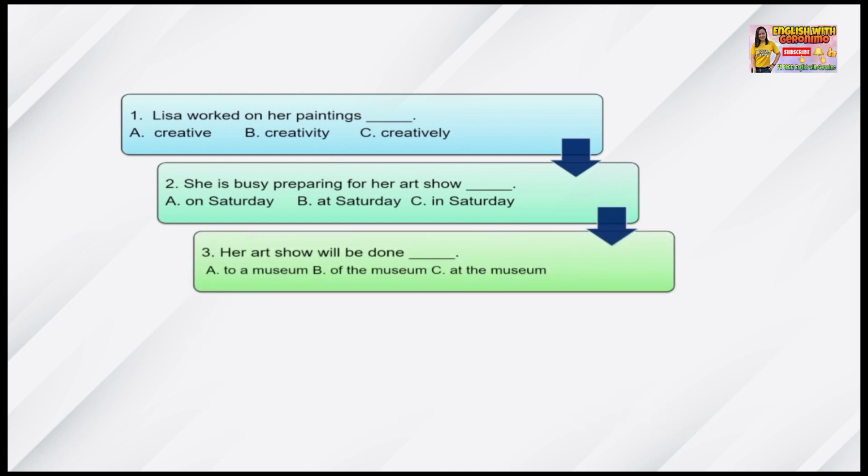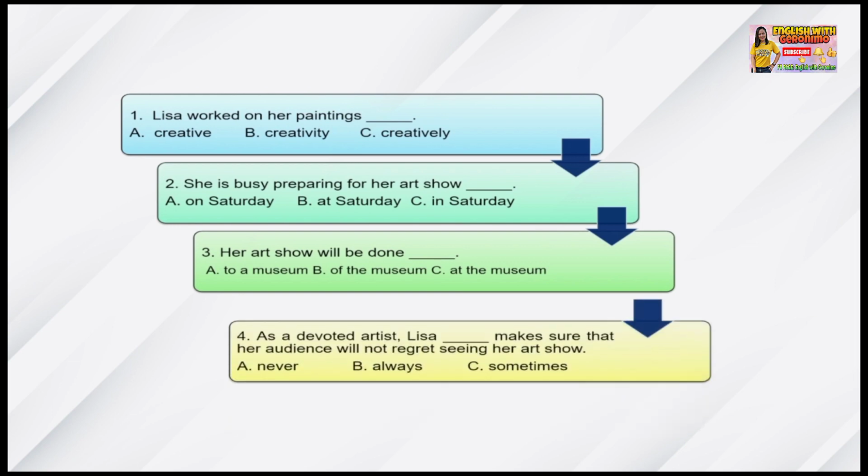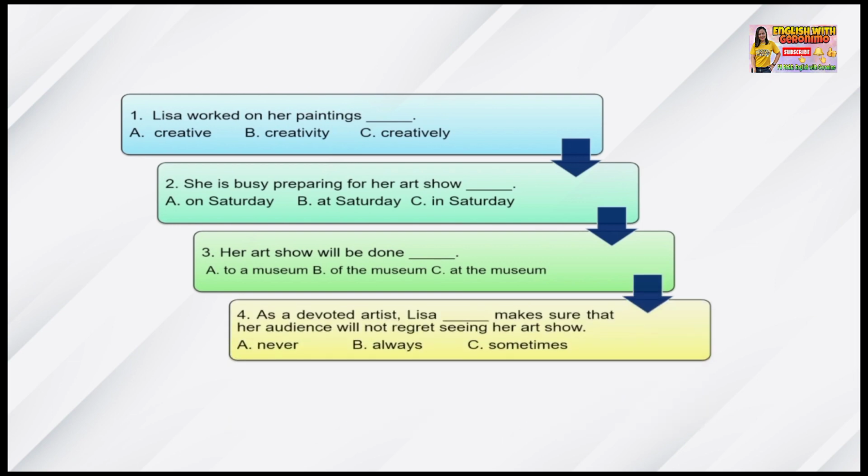Number 3. Her art show will be done blank. A. To a museum. B. Of the museum. C. At the museum. Number 4. As a devoted artist, Lisa blank makes sure that her audience will not regret seeing her art show. A. Never. B. Always. C. Sometimes.